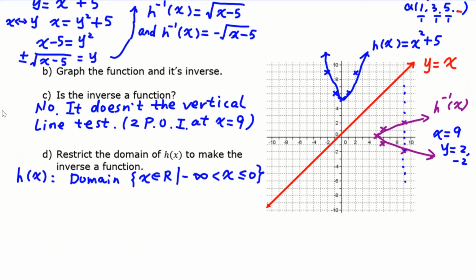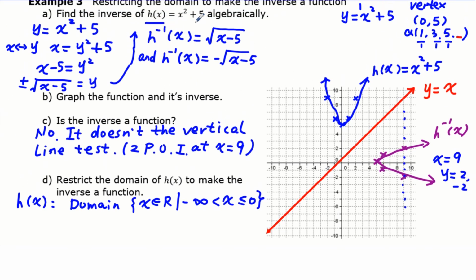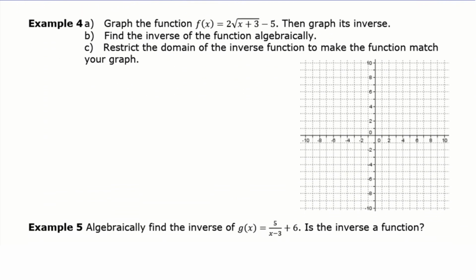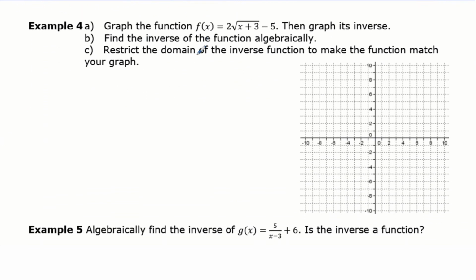So this is for quadratic function as a parent, as an original function. Then the next one is graphing a function. The parent original function is a square root. After graphing this one, then graph the inverse.